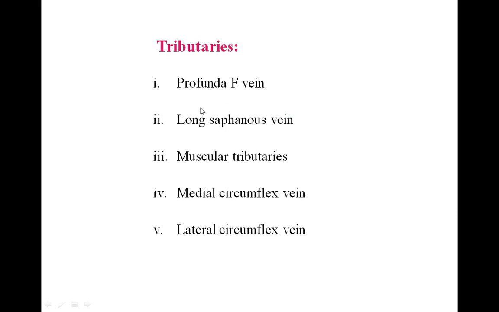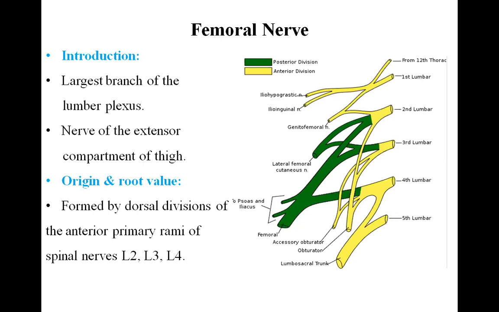Tributaries of the femoral vein are the profunda femoris vein, long saphenous vein, muscular tributaries, medial circumflex vein, and the lateral circumflex vein. Coming to the femoral nerve, it is the largest branch of the lumbar plexus.